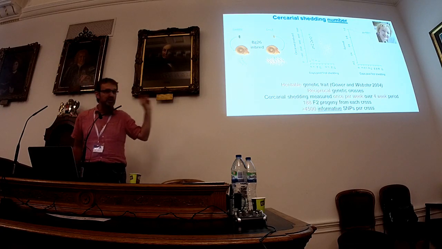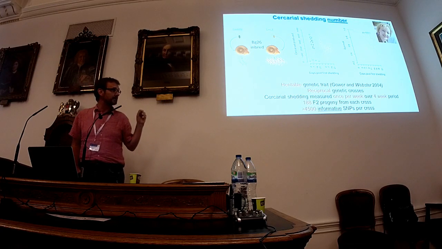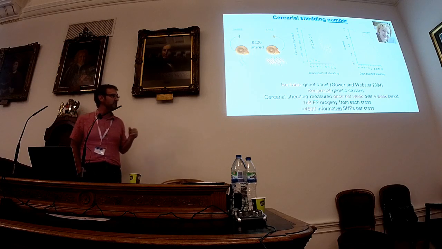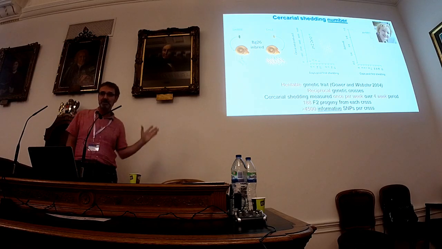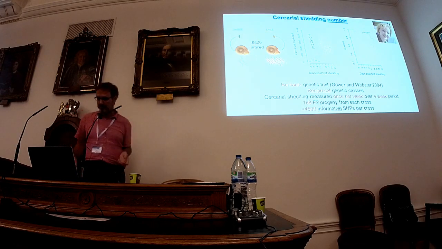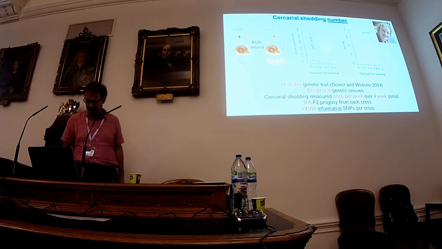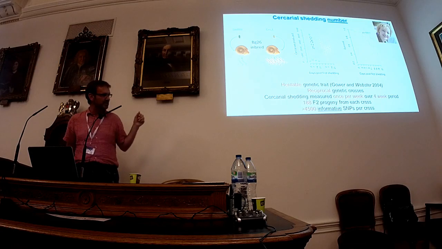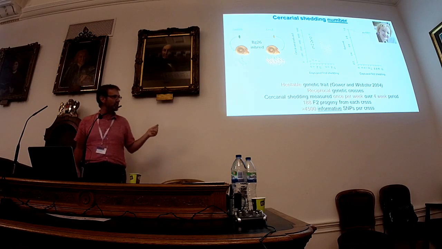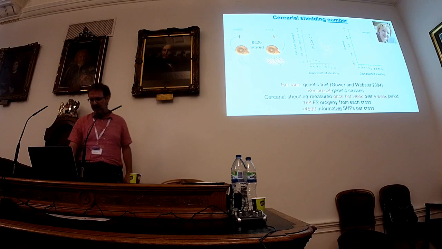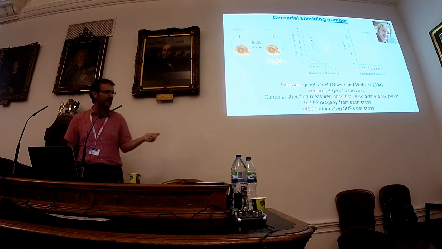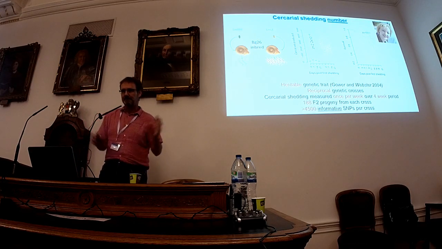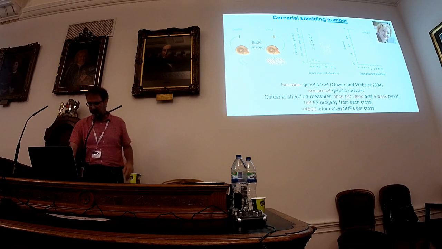We know from previous work from Joanne Webster's lab that this is heritable. She selected in the lab and showed that you can change the phenotype over very few generations. So again, reciprocal genetic crosses, 188 progeny in 2 different crosses, and we had, I think, 4,500 informative SNPs fixed for alternative alleles in our genetic crosses.